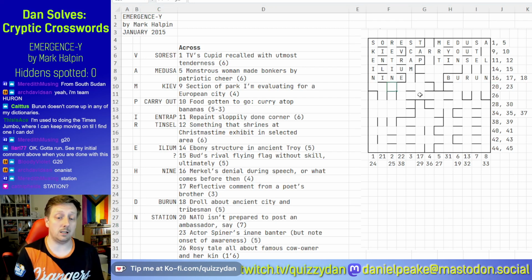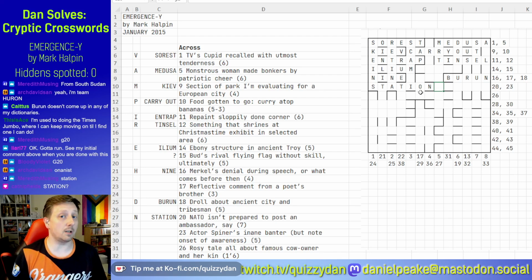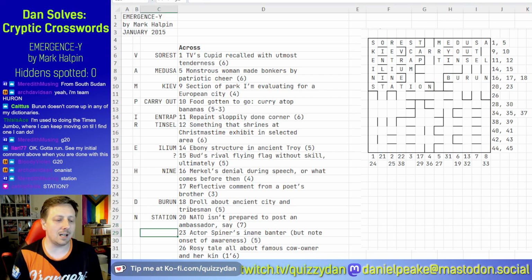Can be anyone really, but I've solved 1 down. I have solved 2 down as well. Clever Dan. And if 3 down isn't scampi, I'll eat some. Scampi. And I don't like Scampi, so that's actually a threat towards me. Actor, spiners, inane banter, but note, onset of awareness.